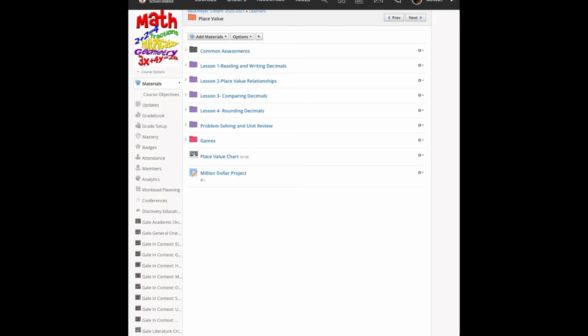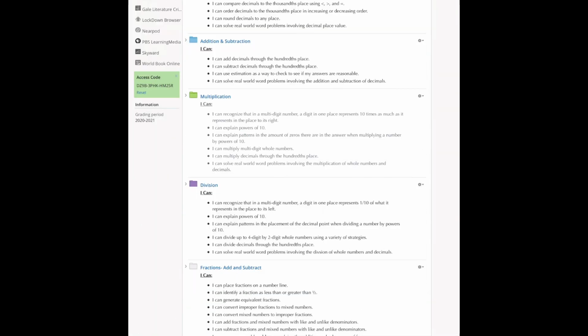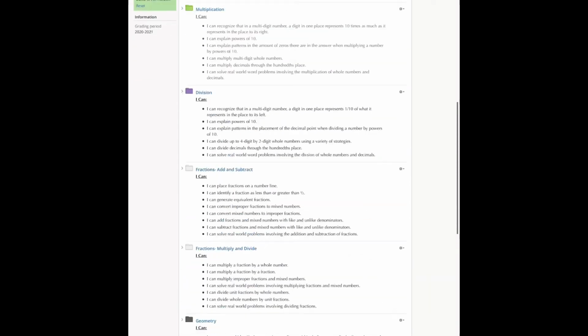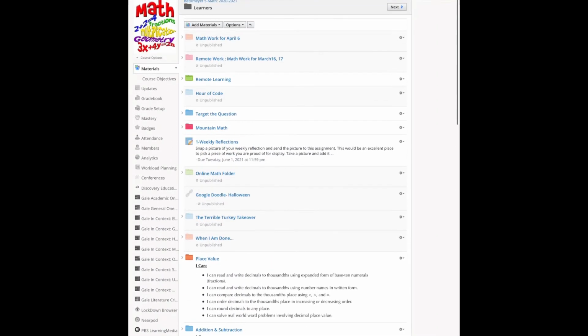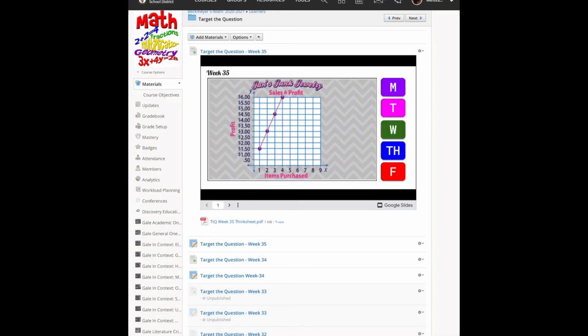Also, we're going to be working on Target the Question and Mountain Math. So very quickly, let's take a look at Target the Question and Mountain Math before we go any further. You can see there are 2 folders here, one for Target the Question. And when I open this up, you're going to see quite a few weeks. Now, this is actually a picture of the final week from last year, but this gives you kind of an idea of what it's going to look like.